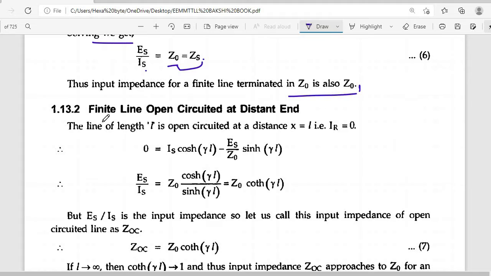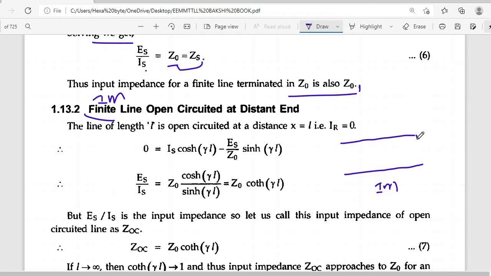Same case. Now, finite line open circuited at the distant end. Finite line means a certain length only, let me take 1 meter. This is the meaning of finite. Finite means at a specific distance, a small amount of distance of the transmission line. Finite line open circuited at the distant end.